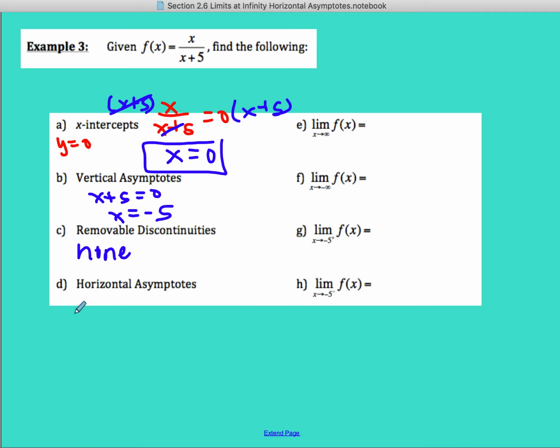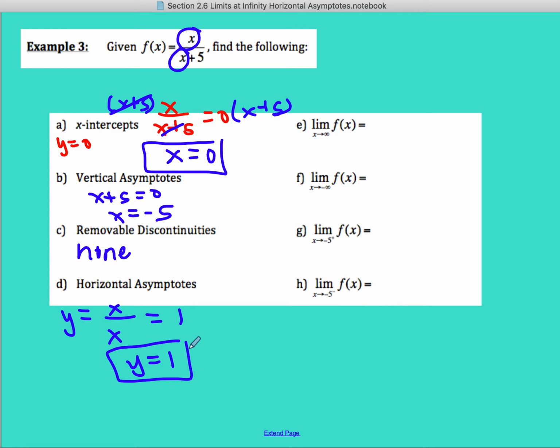Now horizontal asymptotes, that's when you do your leading term over your leading term. My leading term in the numerator is x, the biggest degree. And in the denominator, it is also x. So we have x over x, which simplifies to 1. So y equals 1. That is our horizontal asymptote.